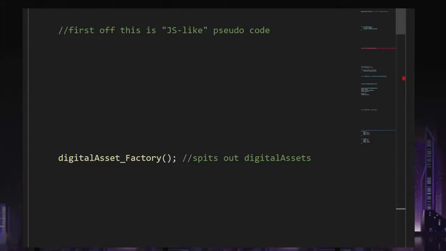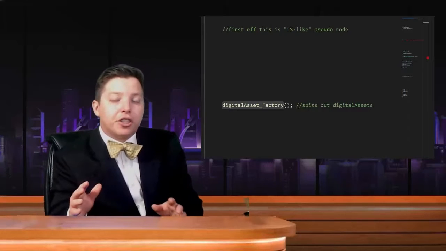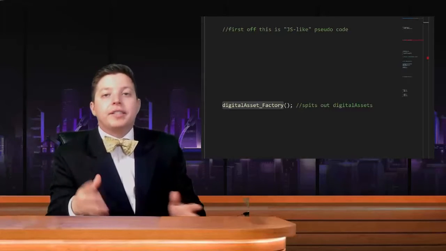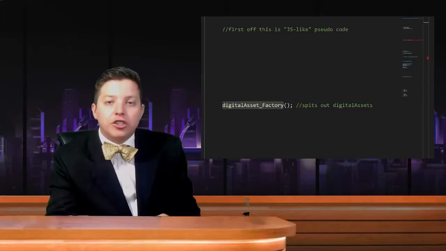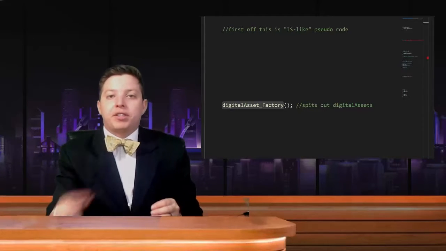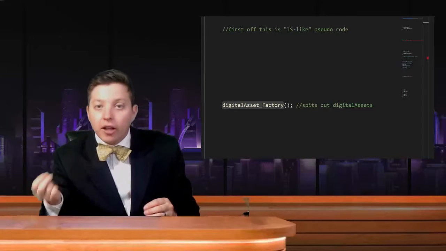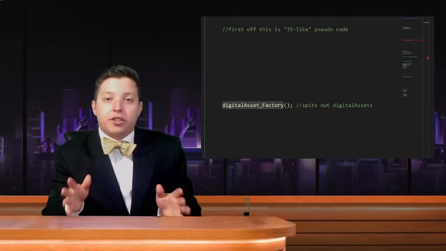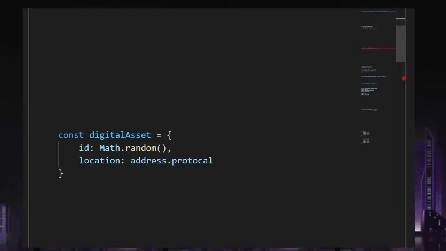Just go with it. All right, so this digital asset factory right here, I want you to imagine a function. What that function does is it simply returns a digital asset, and that's all it does. It just spits out these digital assets, these variables. And each variable is unique. It's immutable, and it's got some sort of unique identifier, something that makes it the OG and separate from the other ones. Imagine that it has a property called location.